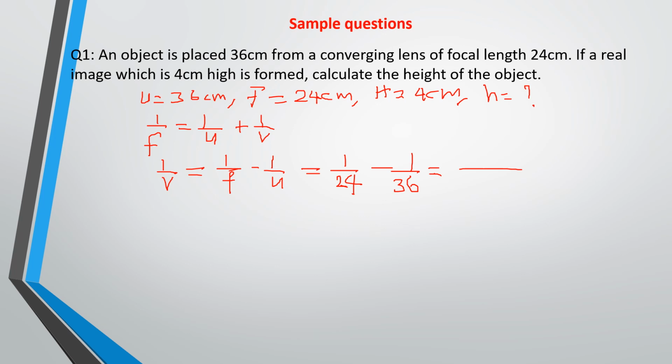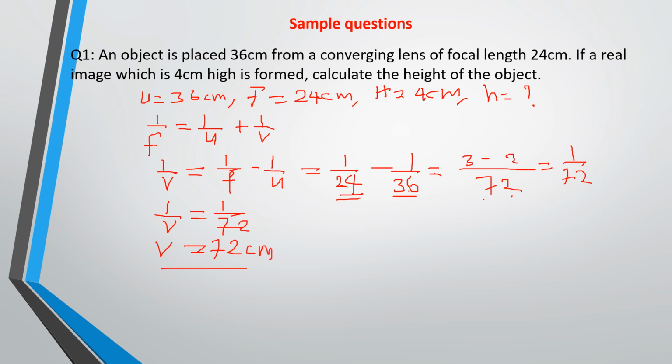So find the LCM of 24 and 36. You will have 72. 24 into 72 is 3, and 36 into 72 is 2. By the time you subtract that, you have 1 over 72. So from here I've gotten that 1 over v is equal to 1 over 72. So v will be equal to what? 72 centimeters. So we can see that the application of the lens formula is just like the mirror formula.